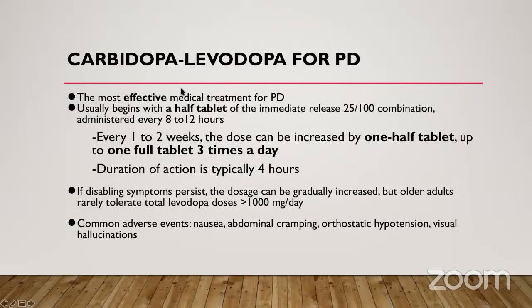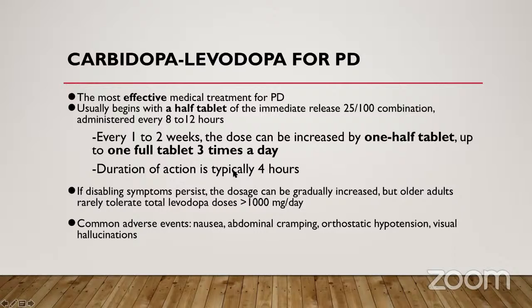In the pharmacological treatment, the best and most effective medical treatment is carbidopa-levodopa. Usually we start by giving the patient half a tablet of carbidopa-levodopa, with concentrations of 25 of carbidopa and 100 of levodopa, every 8 to 12 hours. We then increase the dose by half a tablet every 1 to 2 weeks until we reach the requirement, which is 1 full tablet 3 times a day.